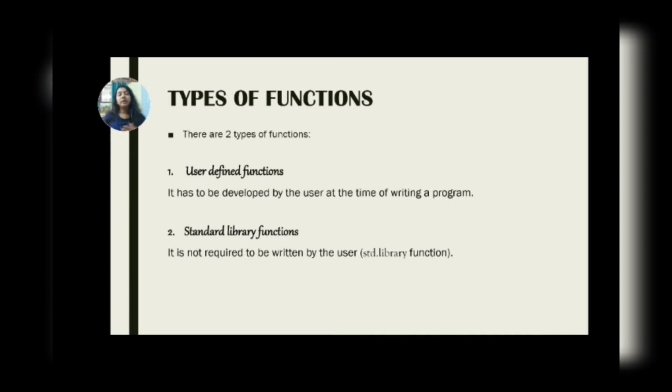Next, we look at types of functions. Broadly, functions are classified into two types. One, user-defined functions. Second, standard library functions. What are user-defined functions? User-defined functions are developed by the user as per the requirements. The user has the liberty to define the function in the way he or she wants. But standard library functions are predefined. They are not needed to be written by the user. They are present in the standard library and hence are called standard library functions.